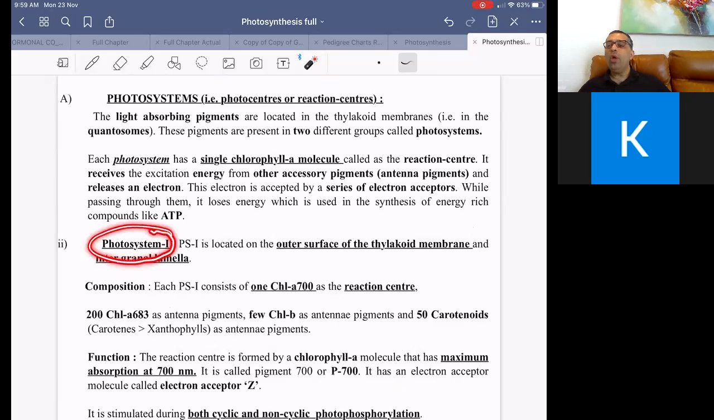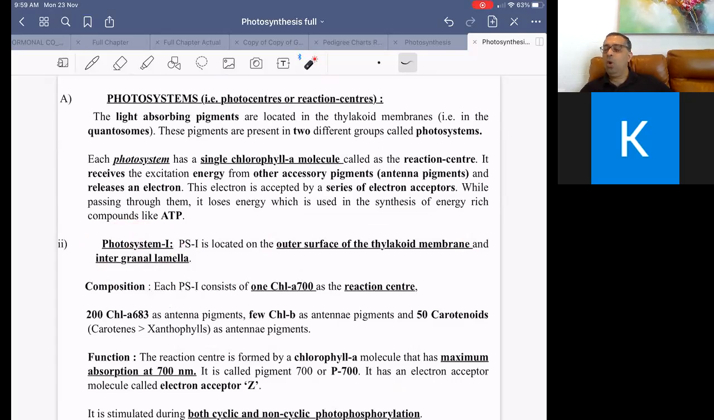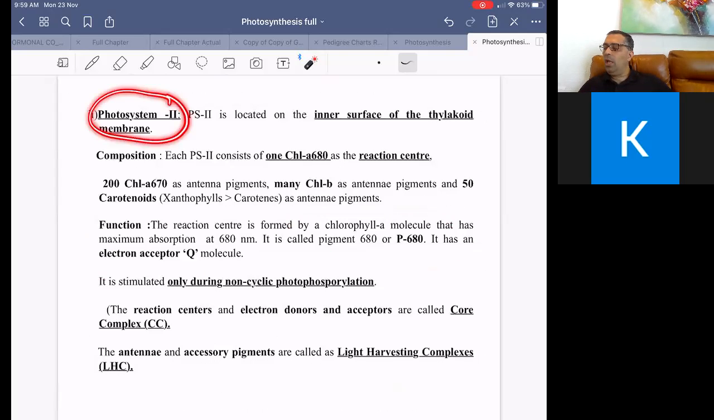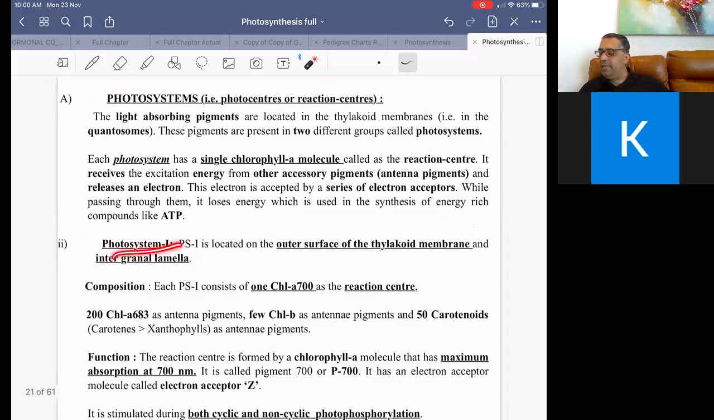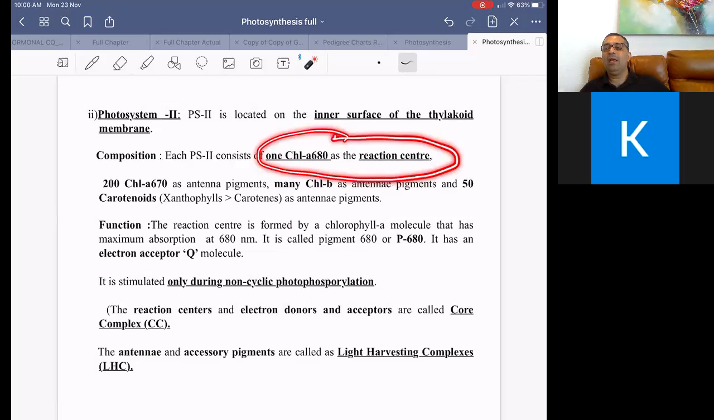Photosystem 2 is present on the outer surface of the thylakoid membrane and intergranule lamellae. Photosystem 1 is on the inner surface of the thylakoid membrane. The reaction center in photosystem 1 is chlorophyll A 700. The reaction center in photosystem 2 is chlorophyll A 680.